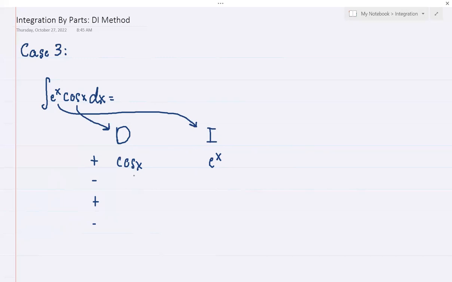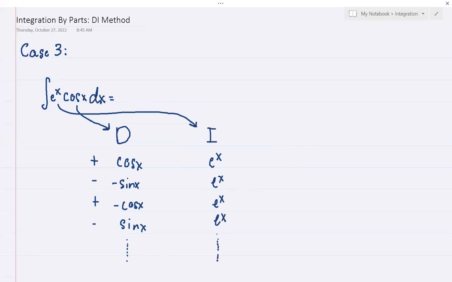Now, let's get the derivative of cosine x. So we will have negative sine x. The derivative of negative sine x will be negative cosine x. And the derivative of negative cosine x is sine x. Okay? And so on and so forth. Now here, if you get the integral of e raised to x, it will just be e raised to x, e raised to x, e raised to x, and so on and so forth.